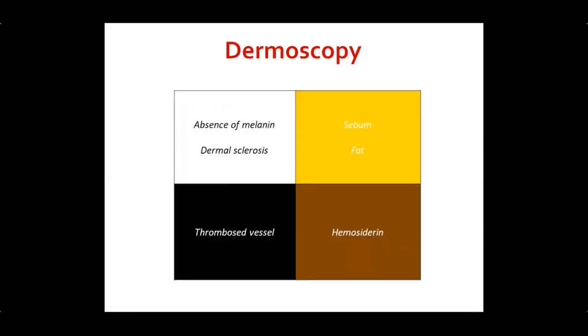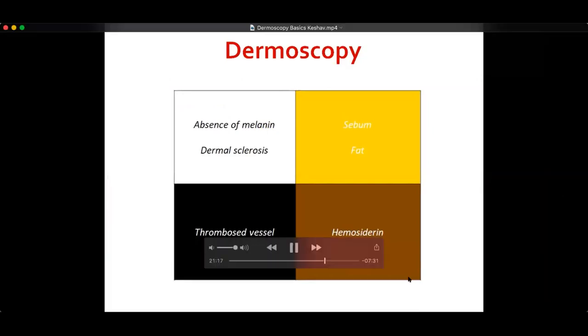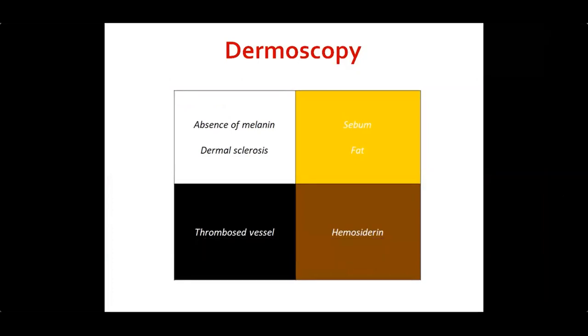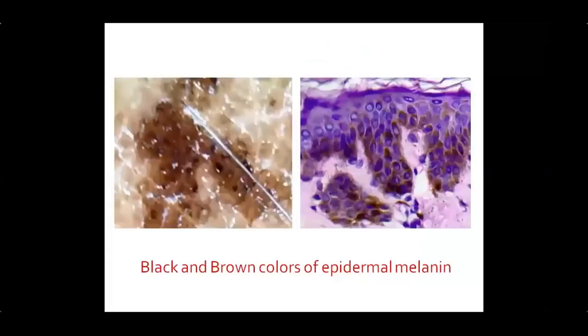And apart from this, the same color contrast can be indicated by certain other phenomena as well. For example, white color is not always keratin, but it can also indicate absence of melanin or dermal sclerosis. Yellow color can also be due to sebum or fat, and black color is not always melanin. It can also be due to a thrombosed vessel, and brown color can also be due to hemosiderin deposits into the lesion.